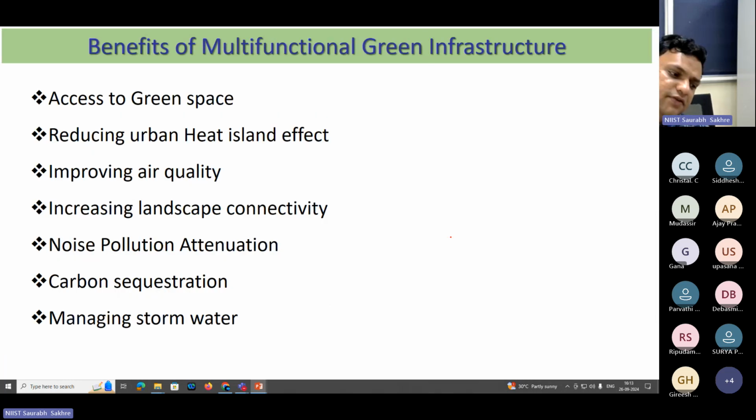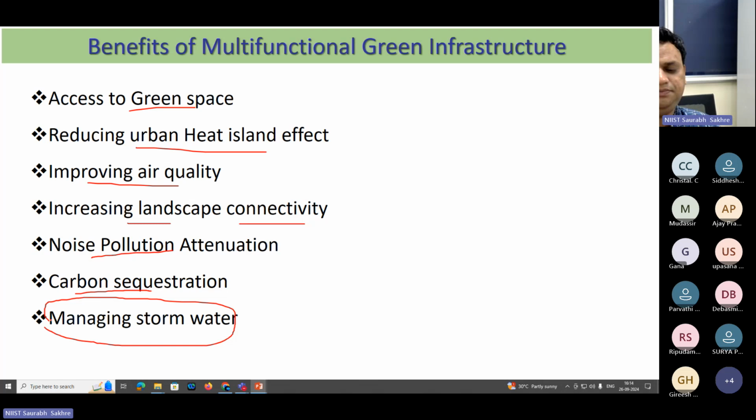And this green infrastructure has a lot of benefits. We will have access to green space, plus it will reduce the urban heat island effect. It will improve the air quality, and it will increase landscape connectivity. Noise pollution also will be less. Carbon sequestration will also be there, and it is also useful in managing stormwater.